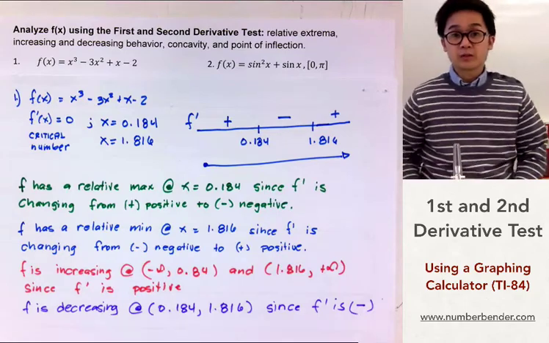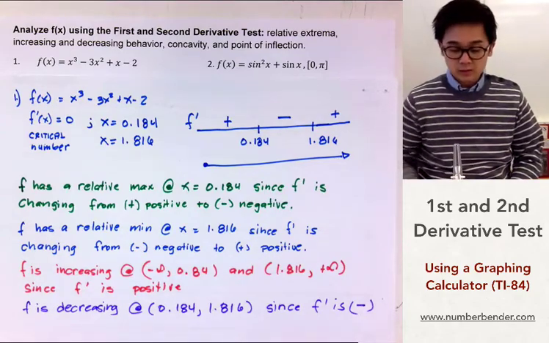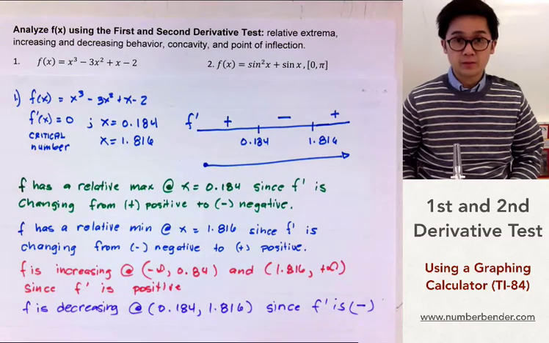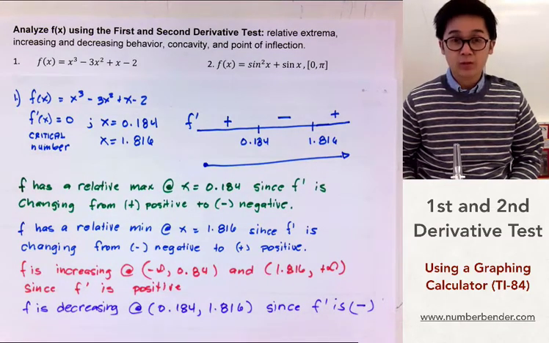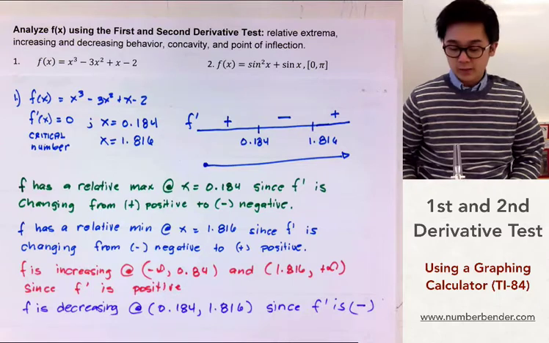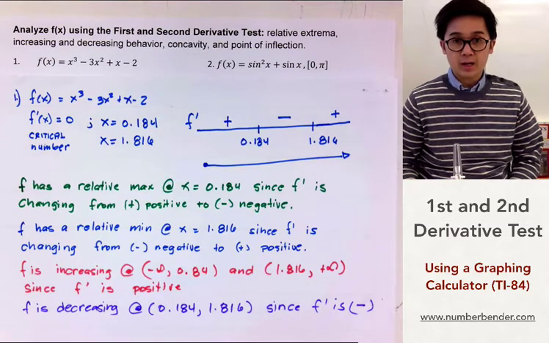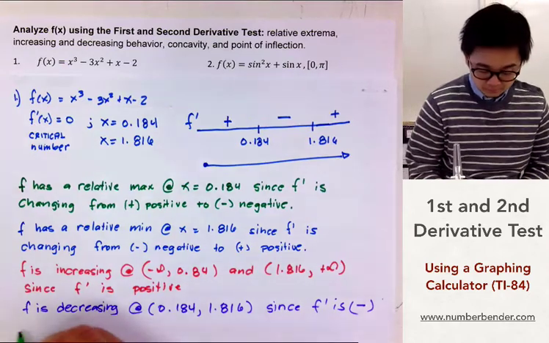So this is our first derivative test using our calculator. So we're able to generate the sign chart by just looking at the derivative graph of our function using TI-84. Now let's go ahead and start with our second derivative test for concavity and for point of inflection.